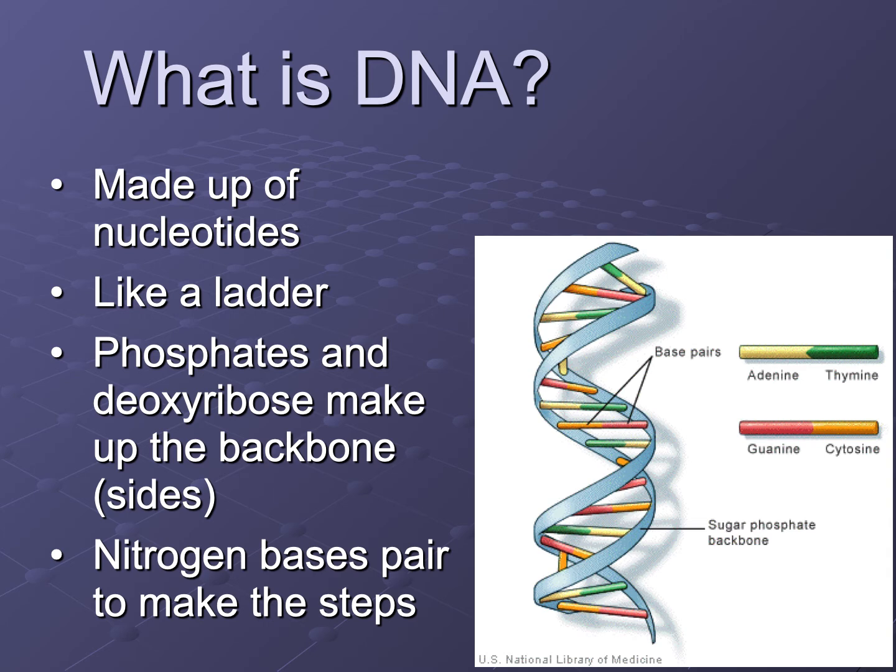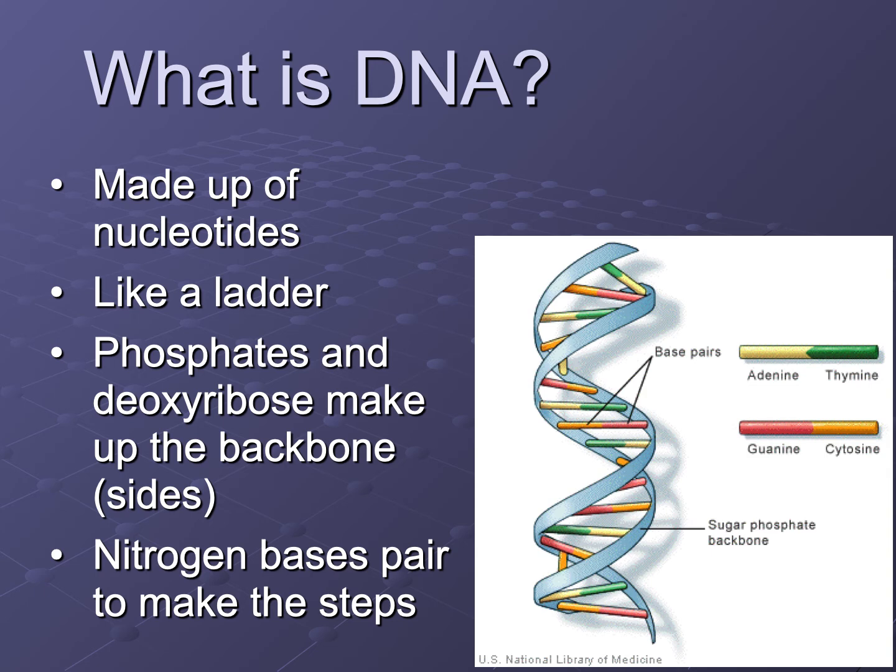So by backbone, I mean it's one side of the ladder. See how there's two? If I unwound it, there'd be two. The backbone of the ladder is made up of two molecules that are the same in every single creature on Earth. They are a sugar called deoxyribose and a phosphate group. And it just alternates. You can't see them in the picture because it's a blue ribbon, but it alternates sugar, phosphate, sugar, phosphate, sugar, phosphate, sugar, phosphate.